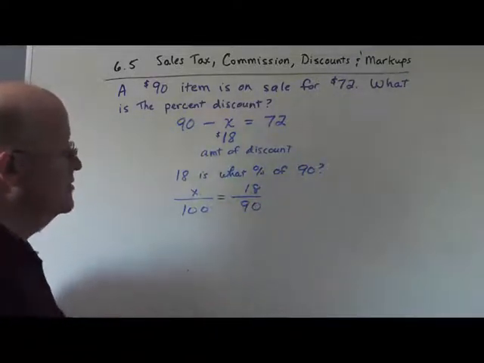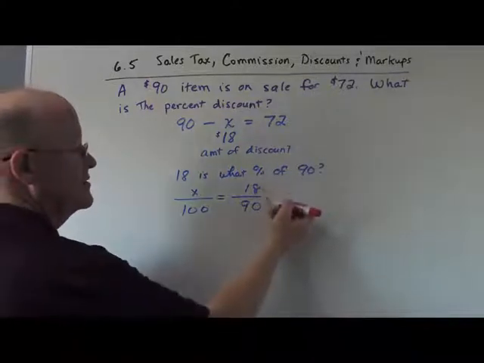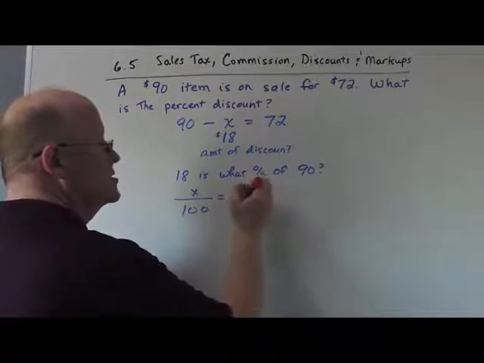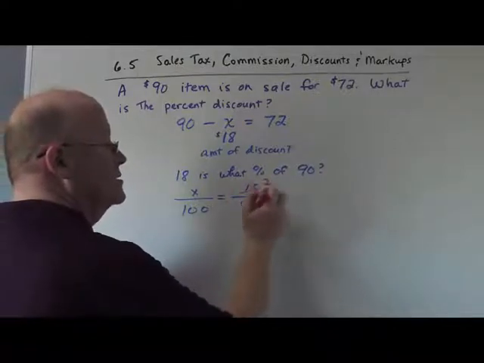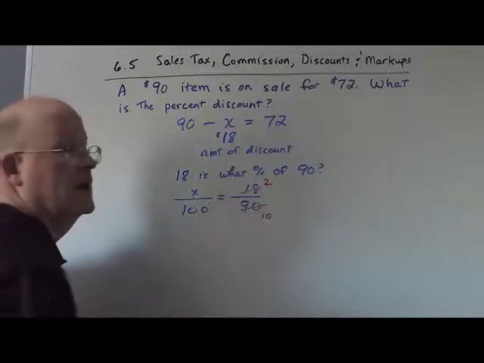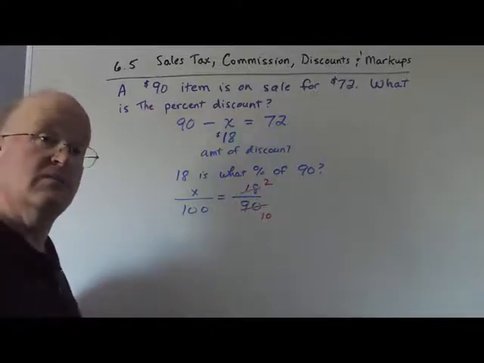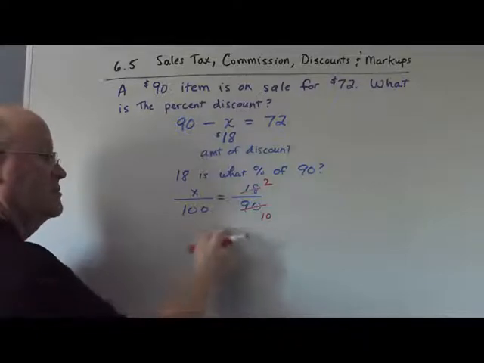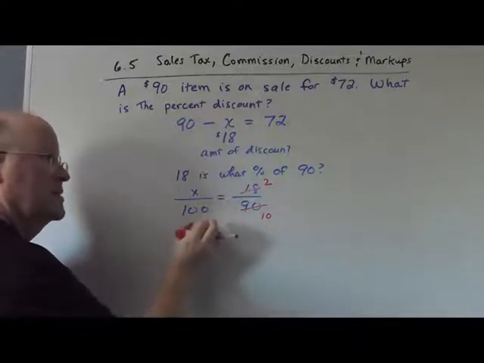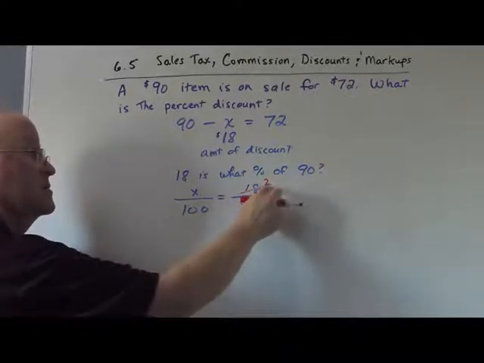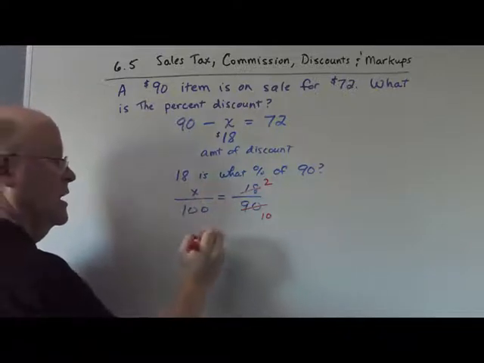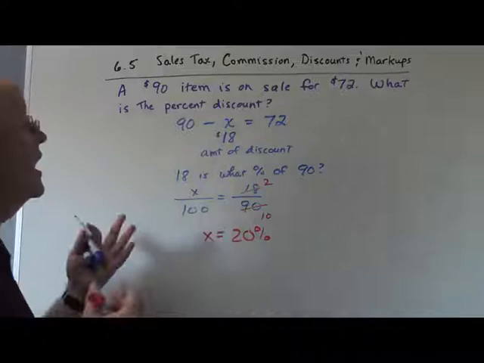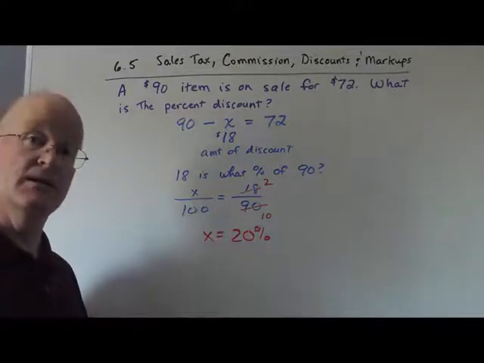Now I notice over there on the right that I can simplify this fraction. 9 goes into both 18 and 90. So let's divide by 9 over 9 and get 2 over 10. Now I can either cross multiply or just notice that the left fraction can be found by multiplying by 10 over 10. And that would be 2 times 10 makes 20, and X would be 20%. So this item is on sale at 20% off.